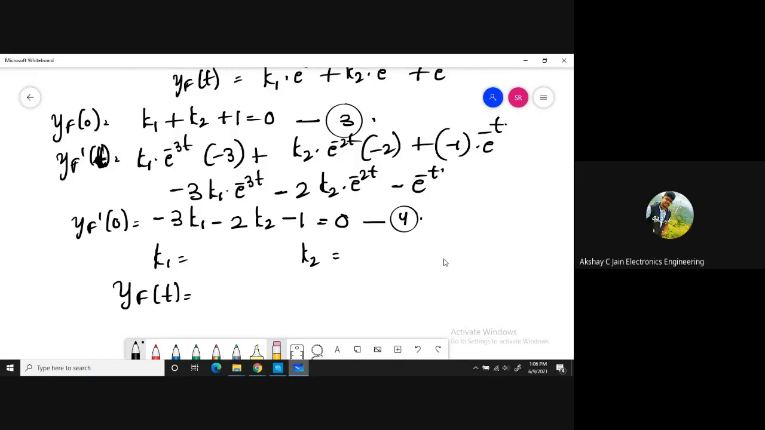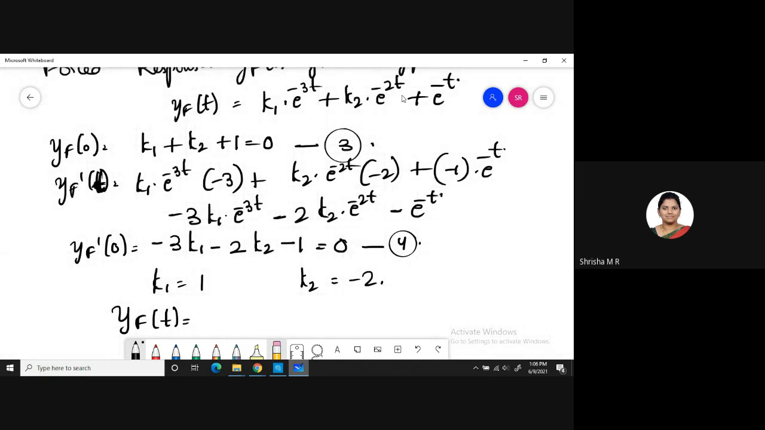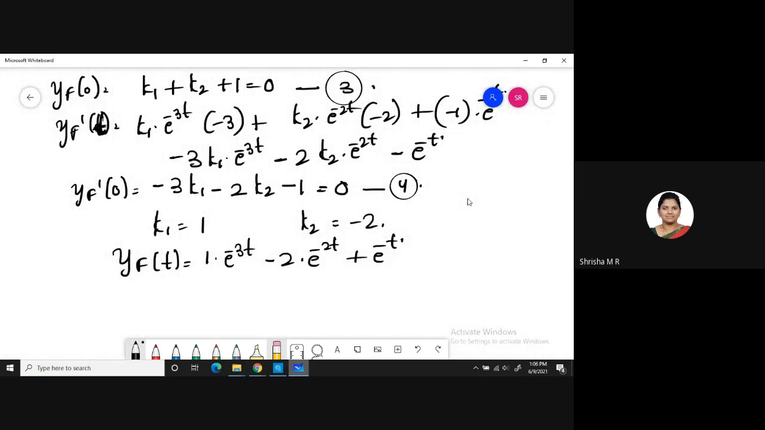k1 is 1, k2 is minus 2. So yf of t is nothing but, put it in this equation: 1 into e power minus 3t minus 2 into e power minus 2t plus e power minus t. This is your forced response of the system for t greater than or equal to 0.